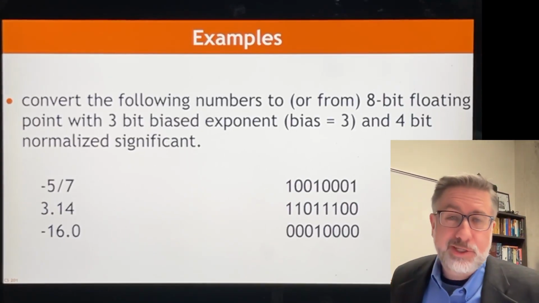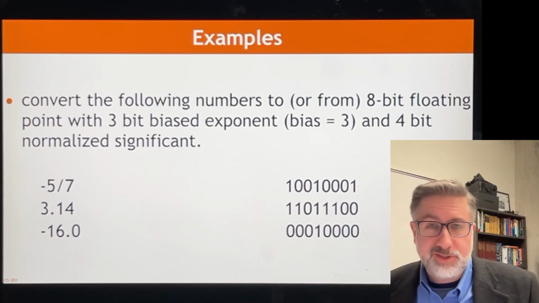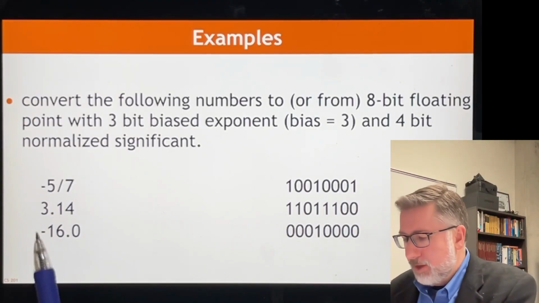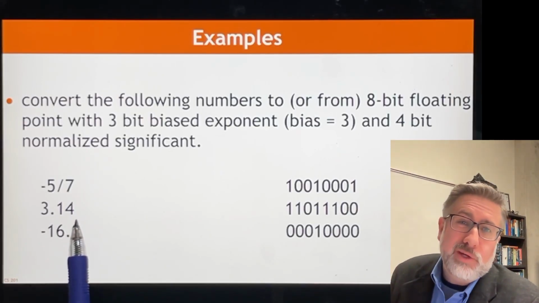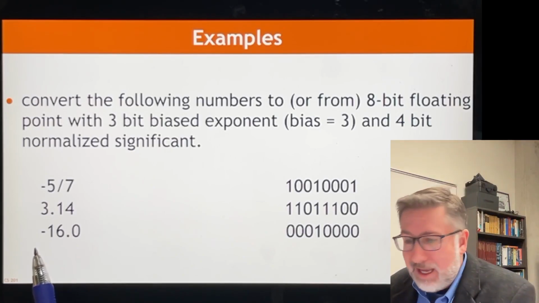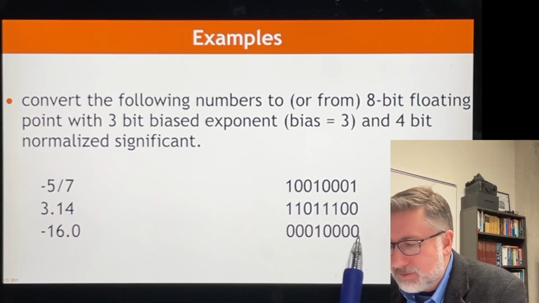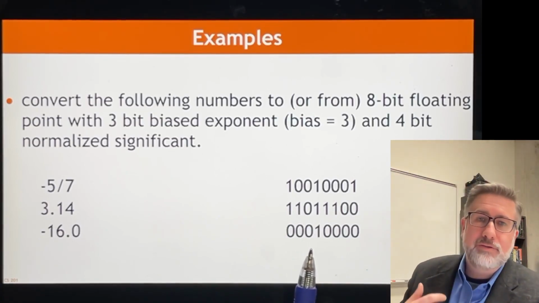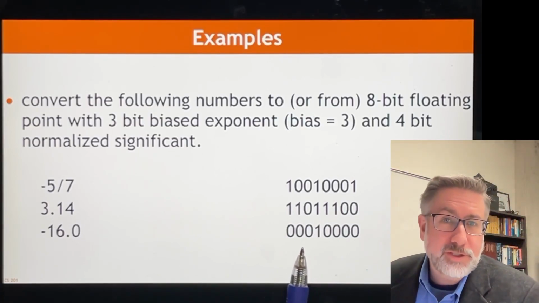So in the last video, we talked about the range and limitations of this little 3-bit toy problem. Now we're going to do a couple of examples. Let's do 3.14. Let's see how good we can represent the number pi in this little 8-bit toy problem. And then let's take this bottom one here, and see what this corresponds to in terms of an 8-bit floating point number converted into base 10.